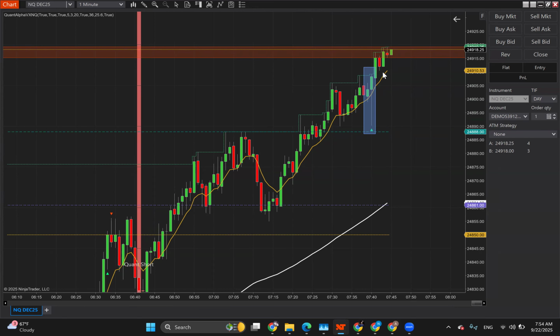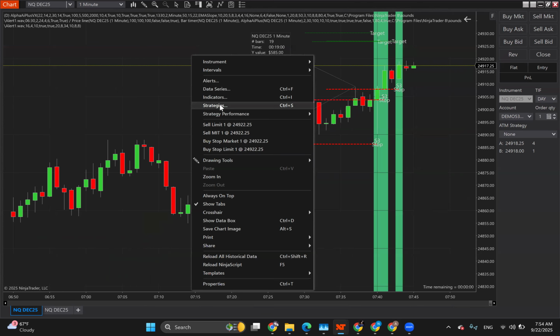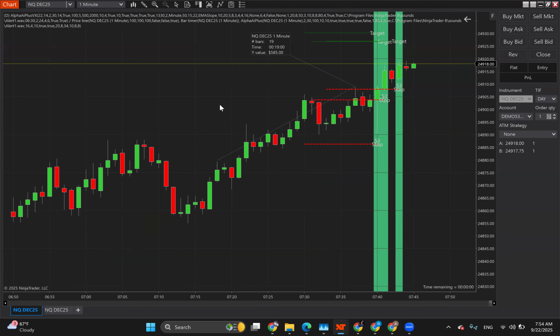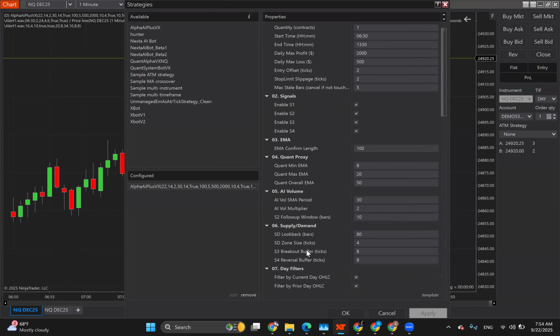But how many ticks should I consider as a signal distance from this bar to the area? In this case, 19 ticks. So in this setting here, it shows me how many ticks. If the bar didn't touch the area, I consider it a valid signal. In this case, for S3, it is 8 ticks. So I must have 8 ticks minimum to consider it an area. Less than that, none. Okay.